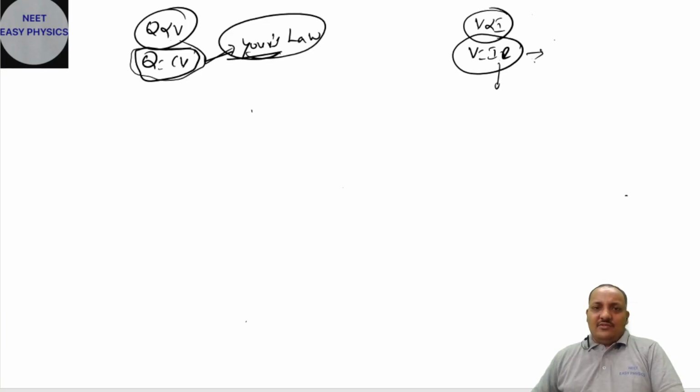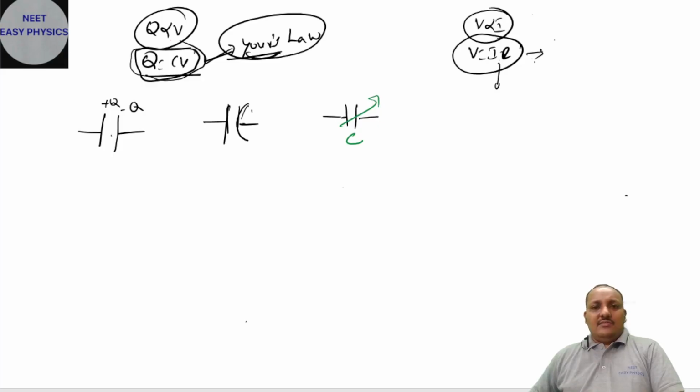So according to Ewer's law, Q is equal to CV. They are going to write that. What is the symbol for a capacitor? Same like this we will take. So one plate is plus Q, another one is minus Q. In some books they will write like this also, but in most of the books you are going to take it like this. Variable capacitor means variable. This is the symbol for a capacitor.